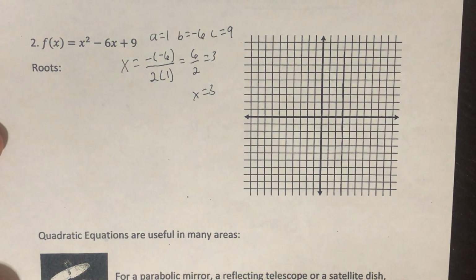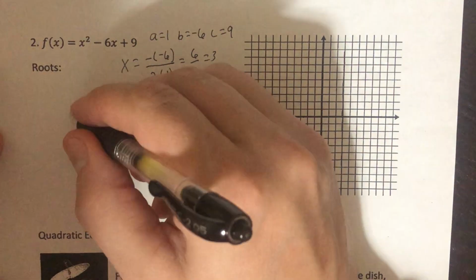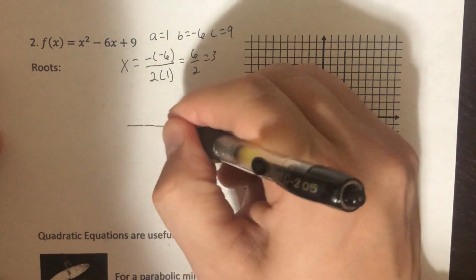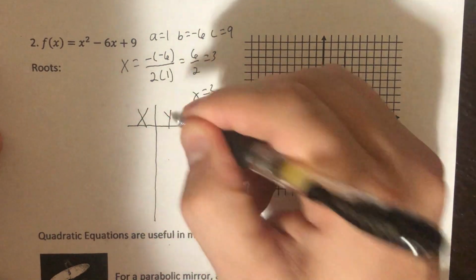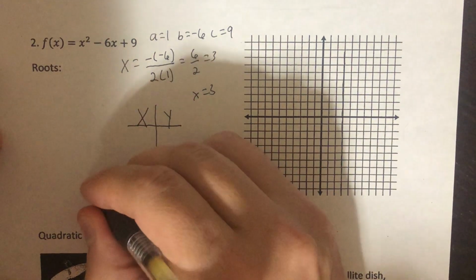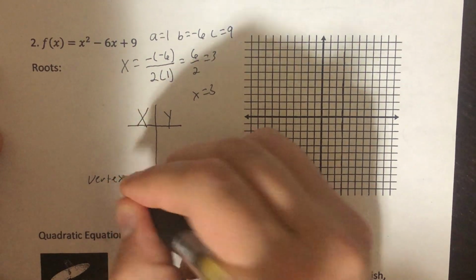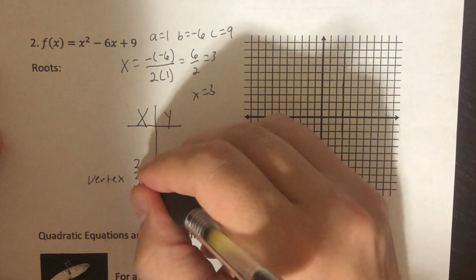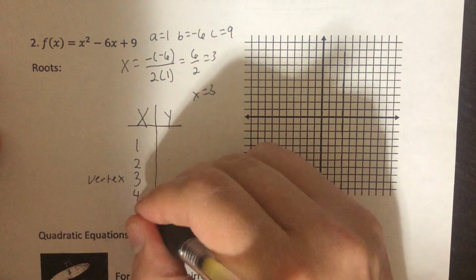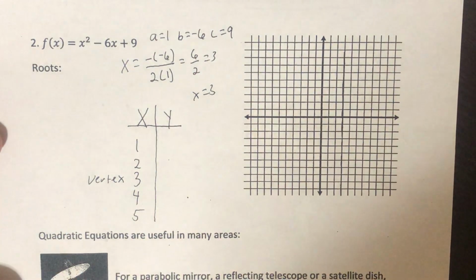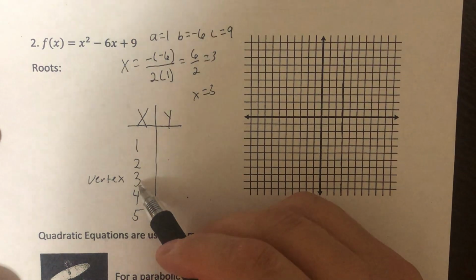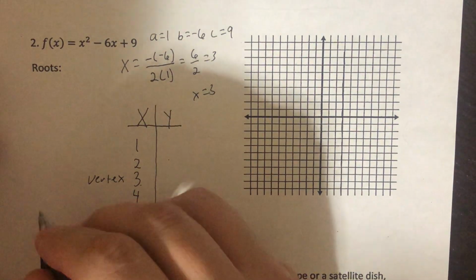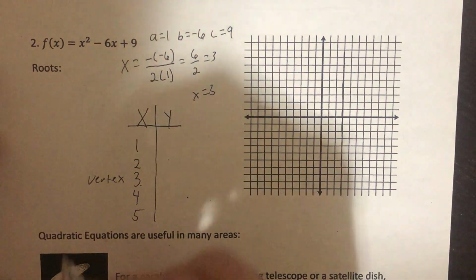Okay, plugging it in. Our vertex. Making my XY chart because there's not one here for me this time. X, Y. Vertex 3. Pick some numbers smaller, 2 and 1, bigger is 4 and 5. When you put in 3, make sure you use parentheses again. 3 goes in for X. I'm going to show how to do this one.